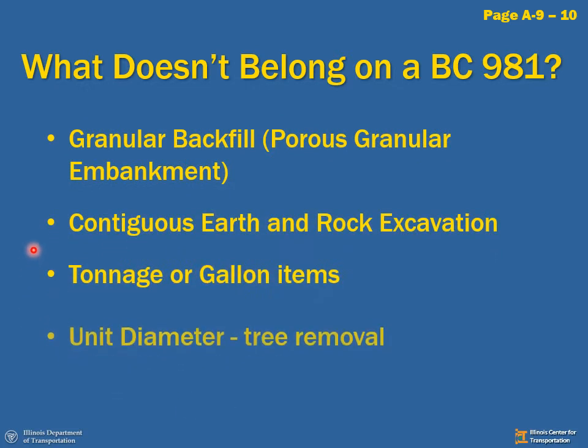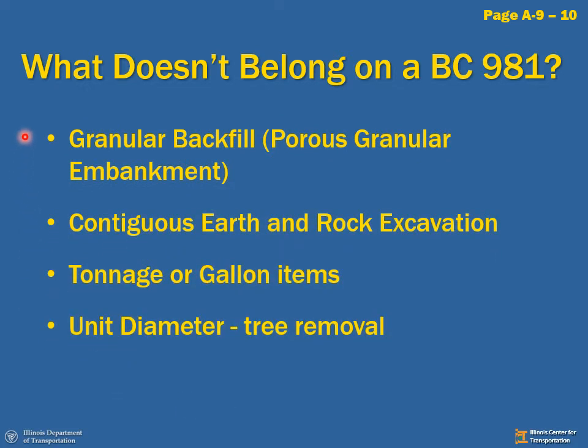Again, what does not belong on a BC 981? Granular embankment, contiguous earth and rock excavation. We don't know where the earth and the rock starts and ends. We can't quantify those. Tonnage or gallon items that are converted from a tonnage. So this is my paid by weight ticket items, not on a BC 981. Unit diameter for tree removal. Why would we not agree to tree removal? Well, what happens over the years? Trees grow and their diameters are likely going to increase. So we don't know accurately enough. We can't agree to this one either.